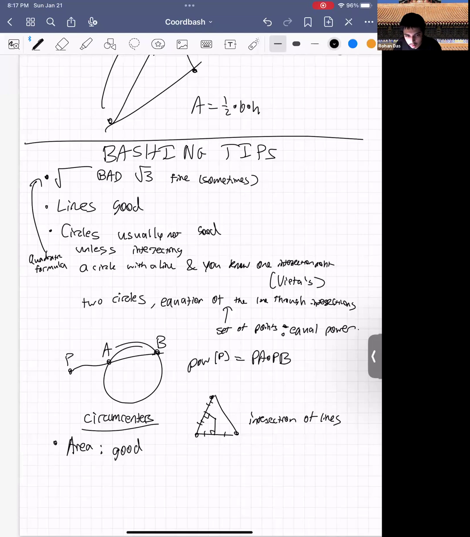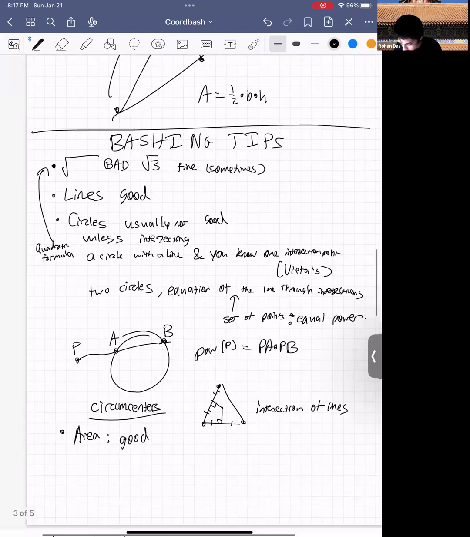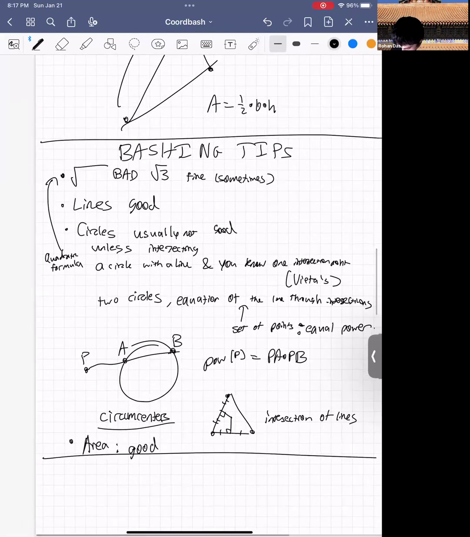And some general tips about bashing, aside from what to think about and what to avoid, are that first of all, some geometry problems are inherently better to bash than others. And this can even go to whichever shape you're working with. So most geometry problems that you would coordinate bash have some sort of triangle in them.